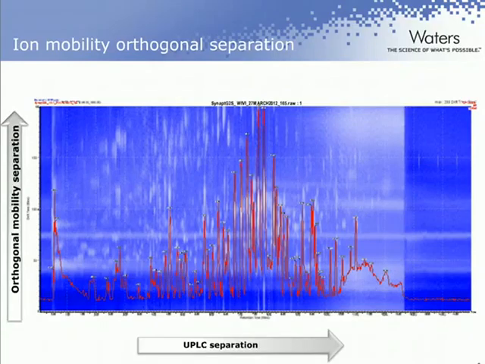Orthogonal to that UPLC separation, we have ion mobility separation that you can see here from these white ion intensities. So under each chromatographic peak, these ions are orthogonally separated, but they're not chromatographically separated. Today we're going to use an example here in the center of boscalid, a pesticide of interest, to show some of the benefits of ion mobility.